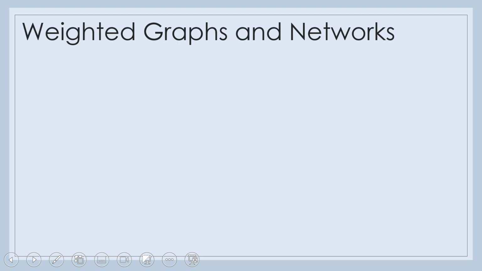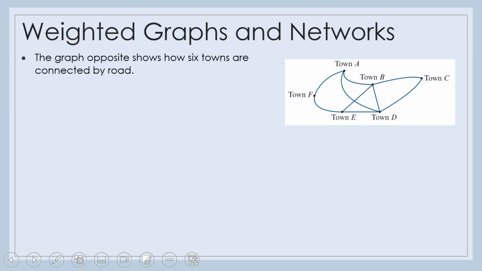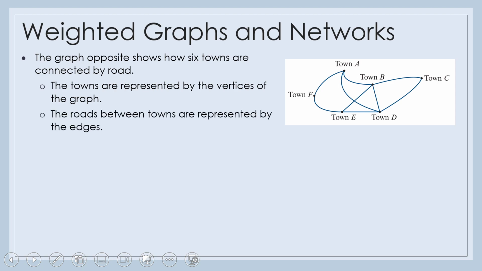It's quite a process. Right, weighted graphs. Basically, within a weighted graph, six towns are connected via road. The towns are represented by the vertices of each of the graphs. The roads between the towns are represented by the edges.